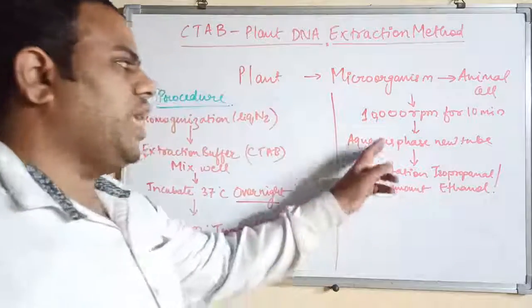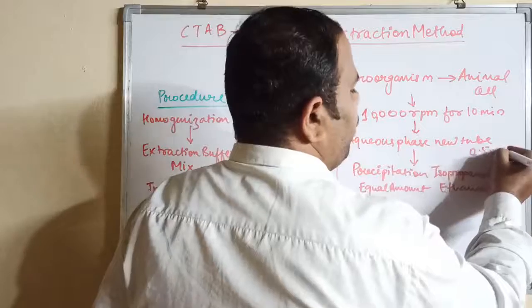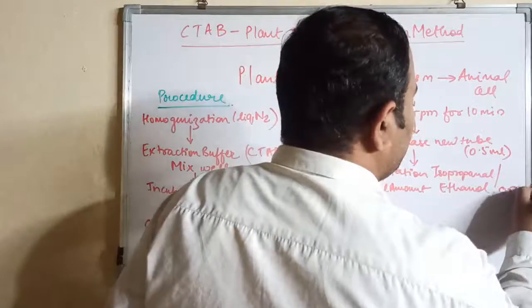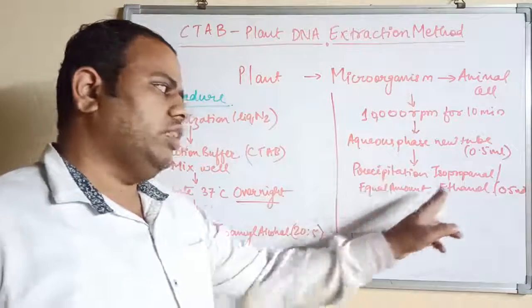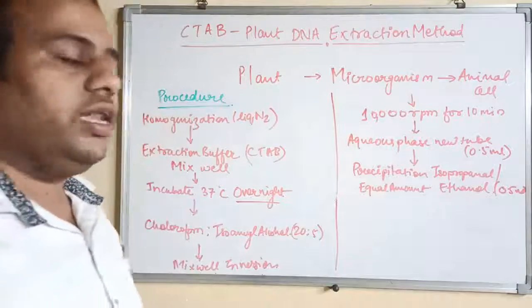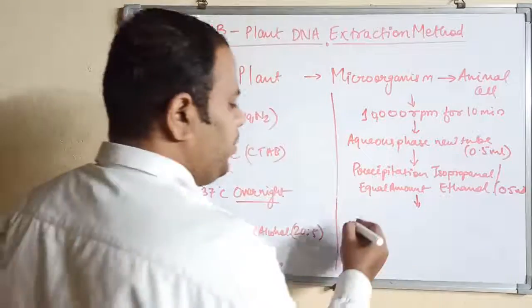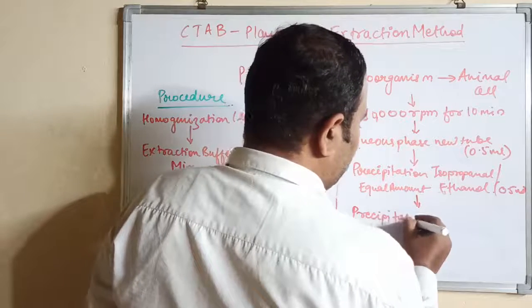For example, the aqueous phase you recovered from the previous tube is about, suppose, 5.5 ml. So you have to add this in equal amount. It should be chilled. It should be done in chilling condition, and the reagent, that is ethanol or isopropanol, should also be chilled. Now what happens when you put this in chilling condition? Immediately precipitation starts.